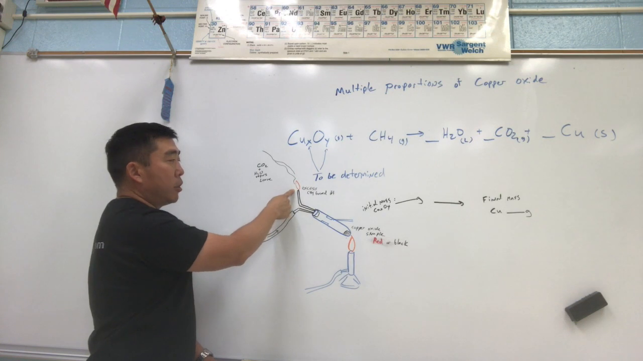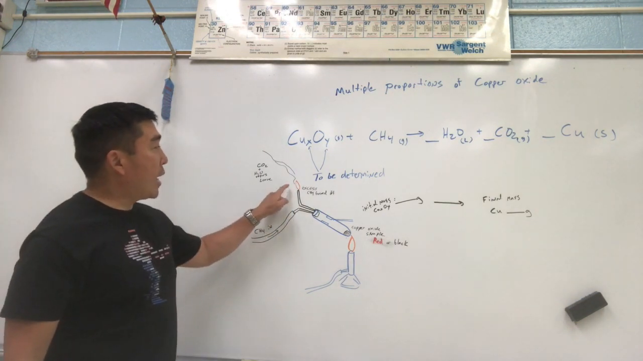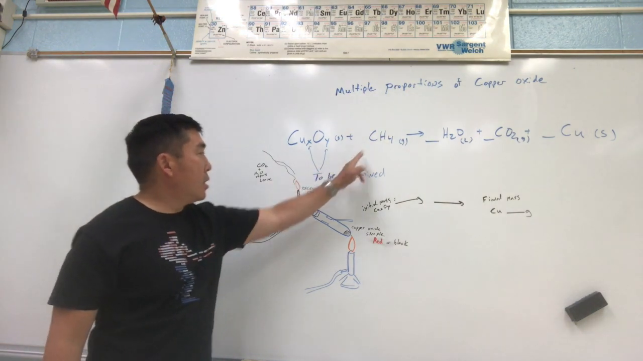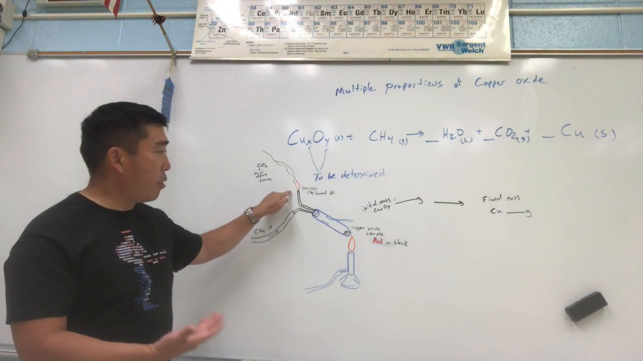Now this tube here is going to be lit. This is going to be our pilot light. And so the excess methane is going to be burned off, and that's why we're going to light it, because we don't want the room filling with methane gas.